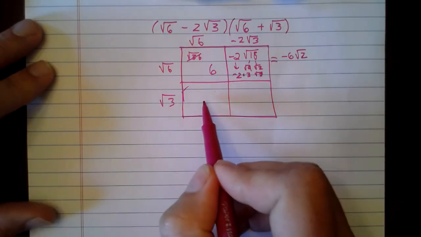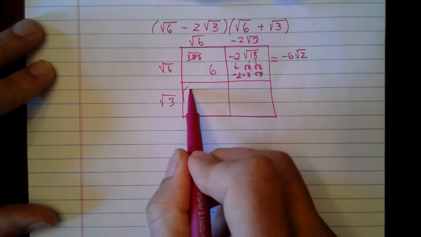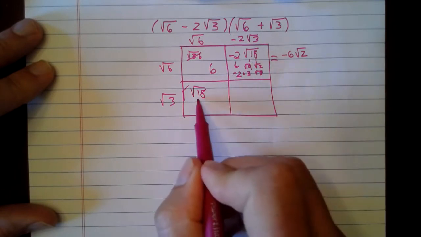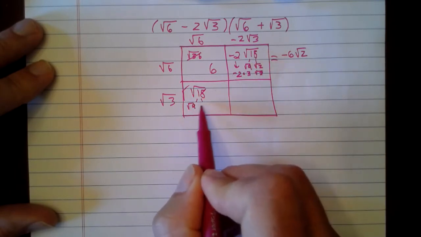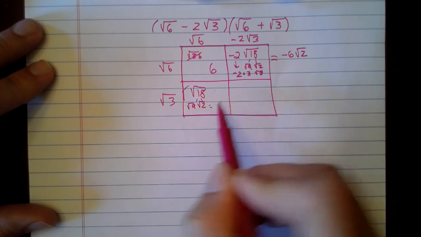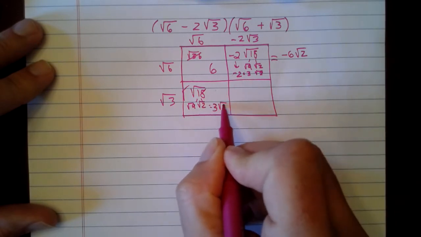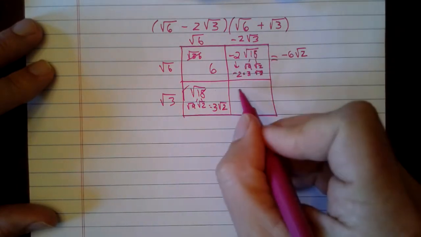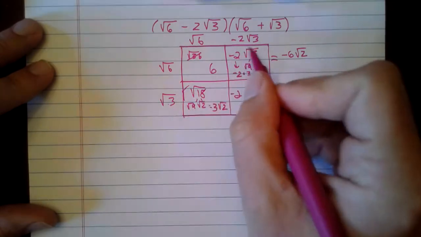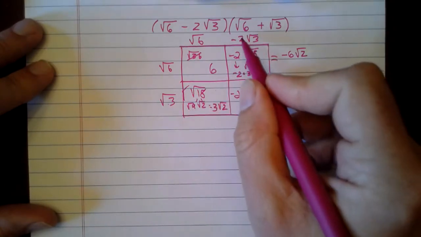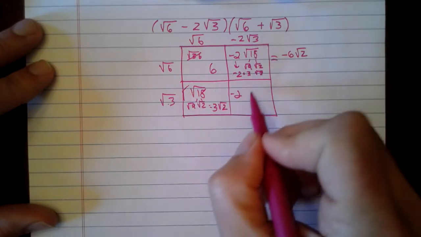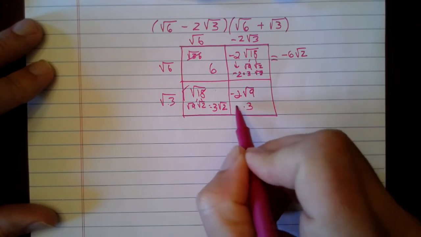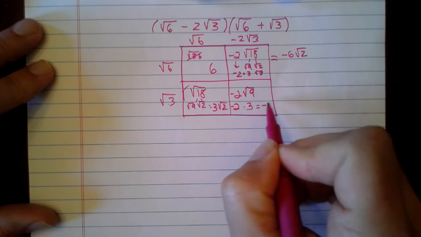Bottom left box here, root 6 times root 3 gives me root 18. And what do you know? I kind of already did root 18. I'll just redo it again, but root 9 times root 2, or 3 root 2. Okay. And the bottom right-hand box gives me, I'm sorry, not root 2, negative 2 times root 3, or root 9. Root 9 is just 3, so negative 2 times 3 gives me negative 6.